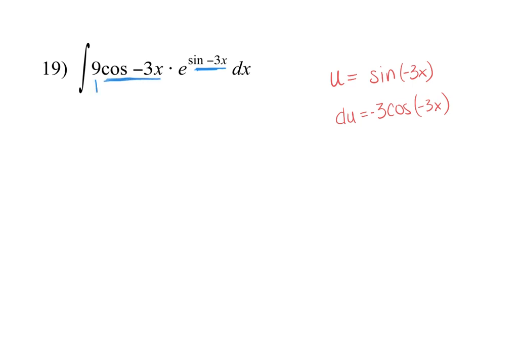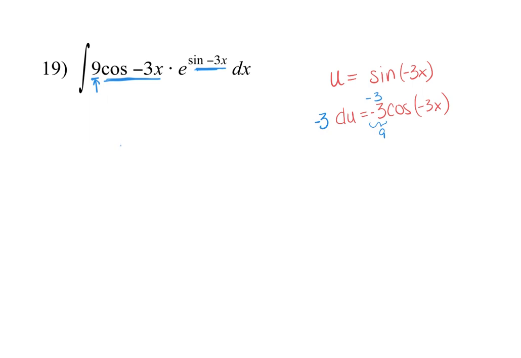The problem here is the 9. I have a negative 3. I need a positive 9. So I need to multiply both sides by negative 3. And that will give me my 9 cosine, which is what I'm looking for. So that'll take care of this piece.